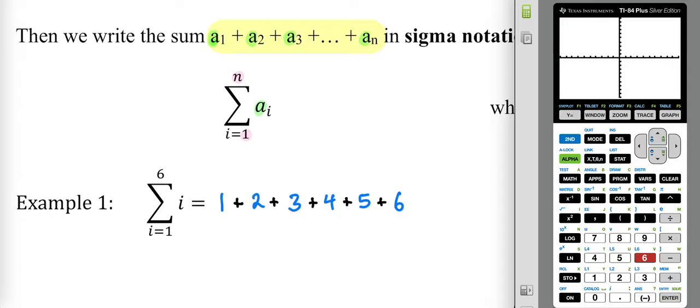You can do that in a calculator, or do it in your head. You could use different functions in the calculator to figure that out. If I wanted to, I could just do 1 plus 2 plus 3 plus 4, 5, all the way up to 6, and I get 21. So I could do it that way.